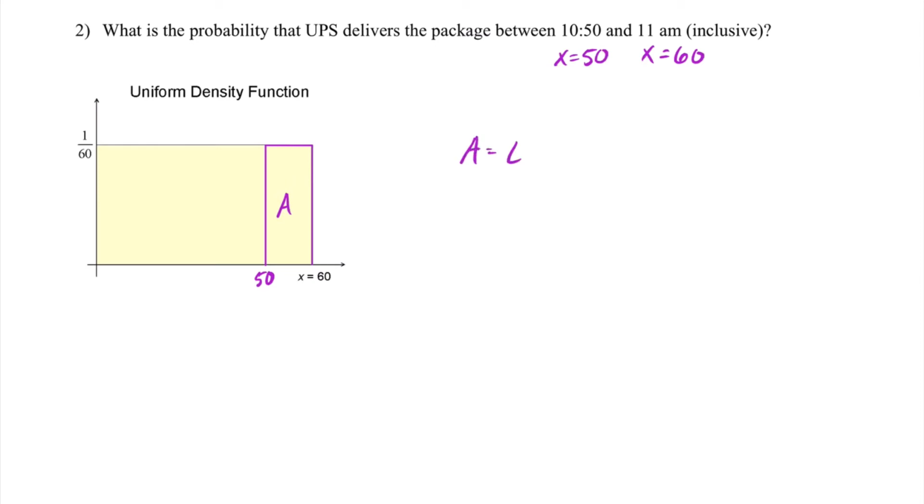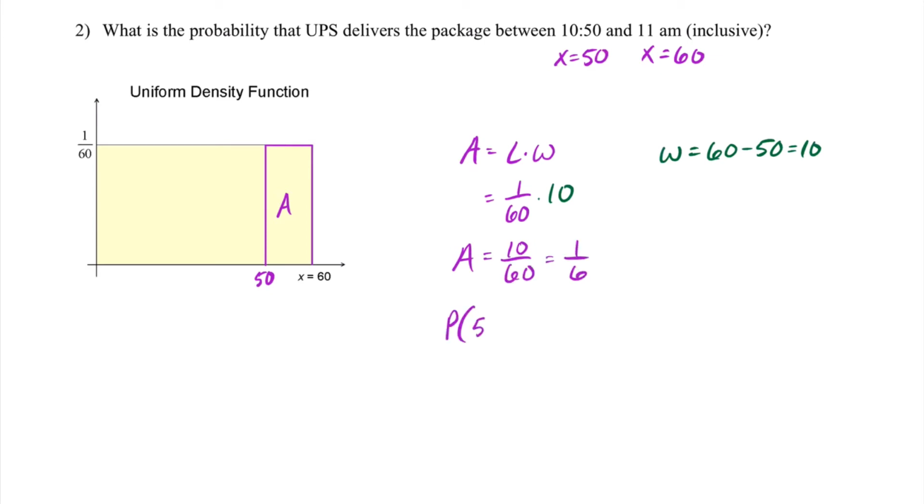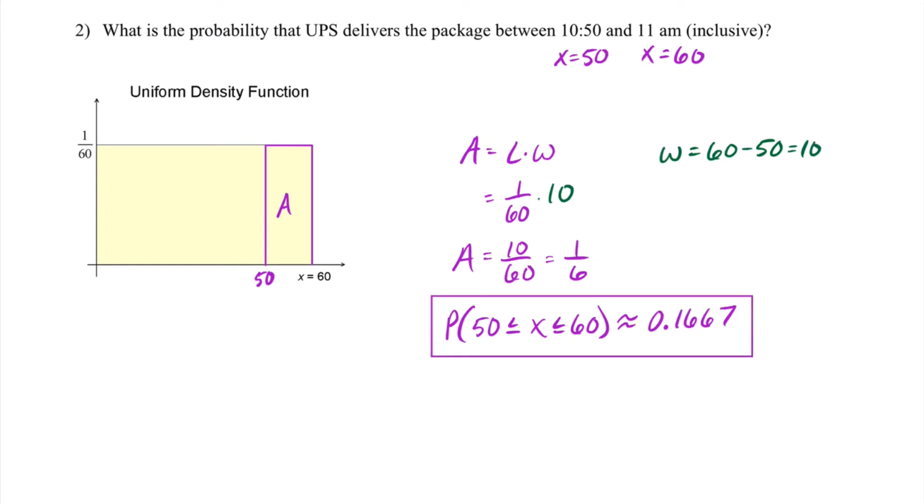And we know our area one more time would be length times width, our length being our 1 over 60, or the height of our graph. And this time the width, 60 minus 50, would just be 10. So we end up with an area of 1 over 6, and that means our probability that x, the delivery time, is between 50 and 60 inclusive, is approximately 0.1667. Again, the key idea being the probability is represented by the area. And that means we're all set finding probabilities using the uniform probability distribution.